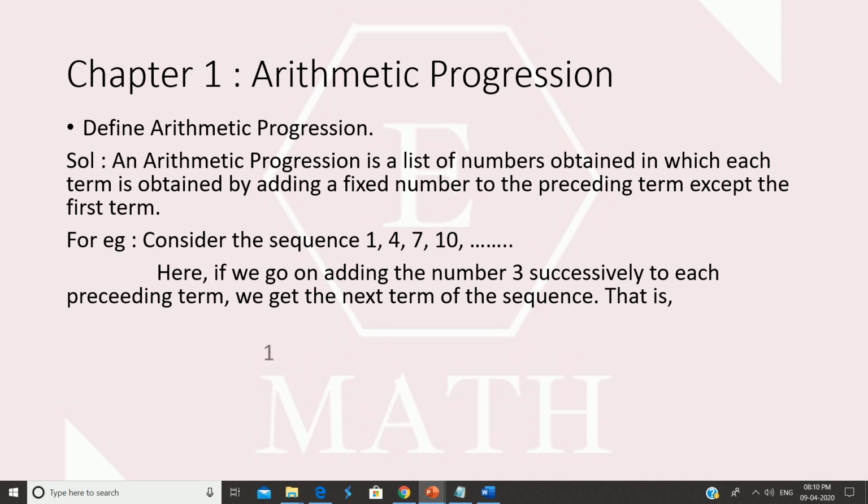That is, the first term is 1, and to get the second term, we add 3 to 1 to get the next term, that is 4. Similarly, take the number 4 and add 3 again, you'll get 7, and that is our third term of the sequence. Similarly, taking the 7 and adding the number 3 again to it, we'll get 10, and that is our fourth term, and so on. So, adding one particular number to its preceding term, we get the next term of the sequence. This kind of a sequence will be called an arithmetic progression.